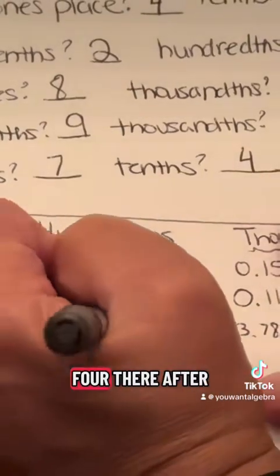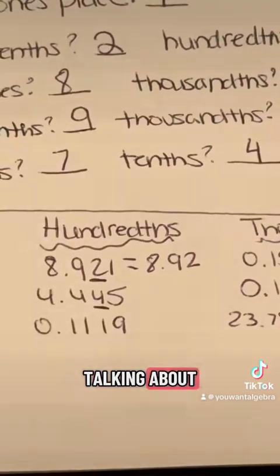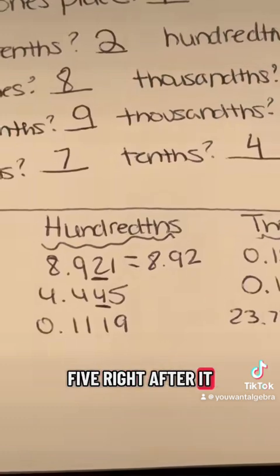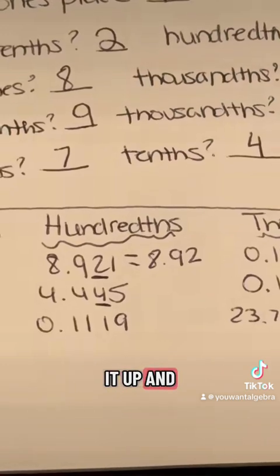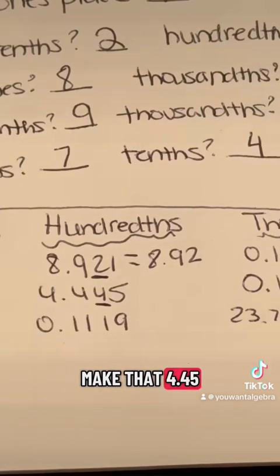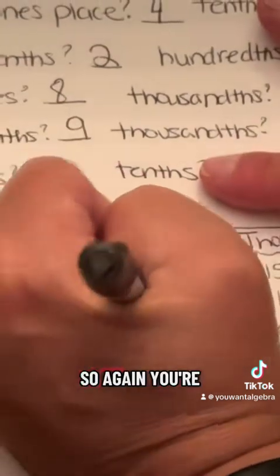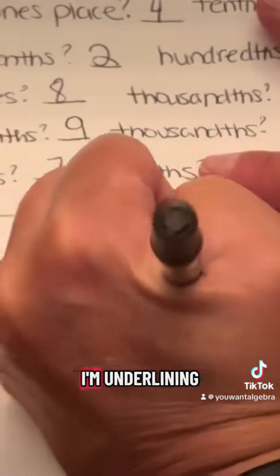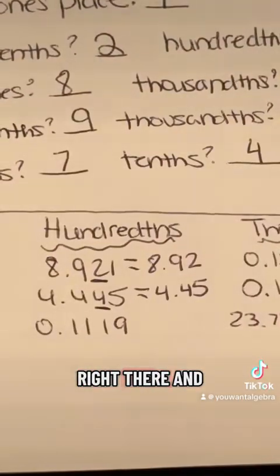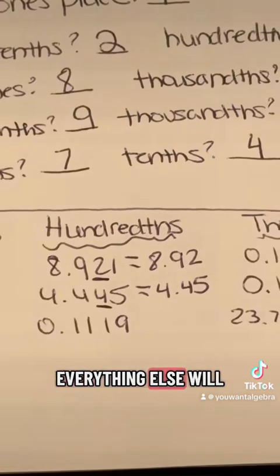Now we're going to take a look at the next one, 0.44. So the second 4 there after the decimal is the one we're talking about. It's got a 5 right after it. That's going to round it up and make that 0.45. So again, you're only focusing on the number that I'm underlining that you see right there, and that's all we're going to be doing. Everything else will stay the same.